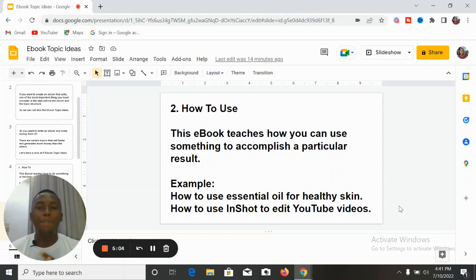You can have the best ebook in the world, but if people cannot relate with your topic or with your title, they will skip it. The title is the first thing that attracts them. So use these structures to write your ebooks henceforth. Let's go to the third one.